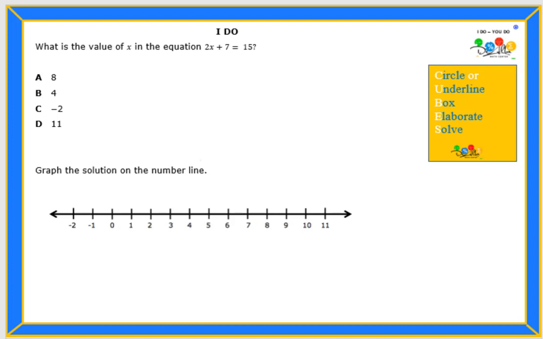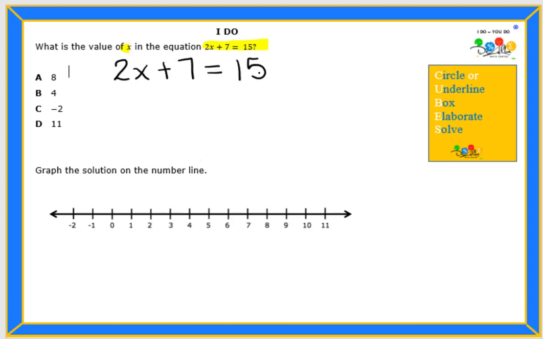What is the value of x in the equation 2x plus 7 equals 15? Graph the solution on the number line. So the first thing we are going to do is to solve the equation. So let's go ahead and write it again. 2x plus 7 equals 15.